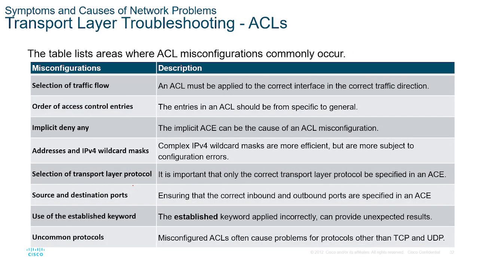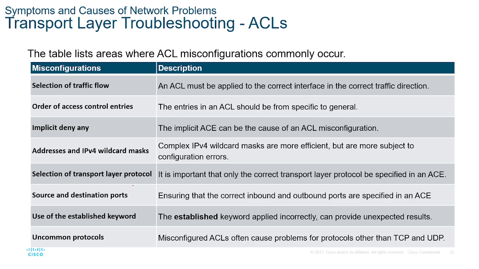Well, we have transport layer troubleshooting, and it is access lists. The table lists areas where ACL misconfiguration commonly occurs. Selection of a traffic flow: an ACL must be applied on the correct interface in the correct traffic direction. Order of access control entries: the entries in an ACL should be from specific to general.